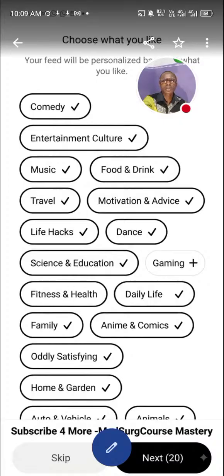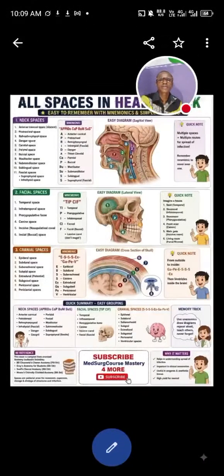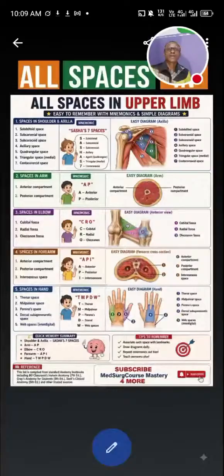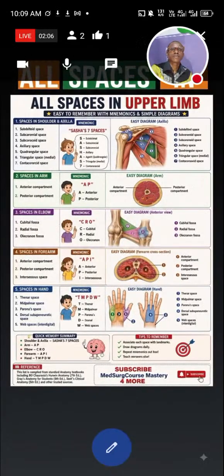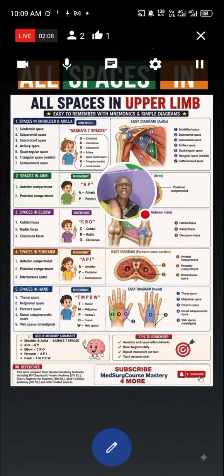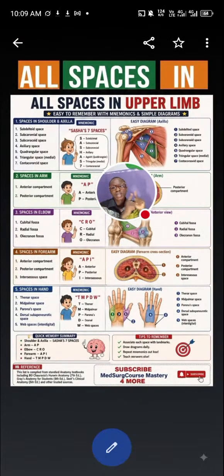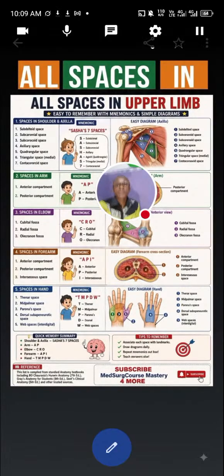So we're going to start with all the spaces in the body, then we narrow it to the spaces in the upper limb for first year students. And not only that, for those writing MBBS, the next MBBS they'll ask a question on spaces, so we will get to know all the spaces in the human body.